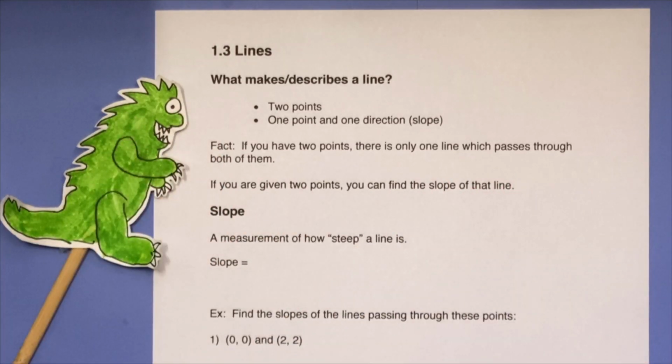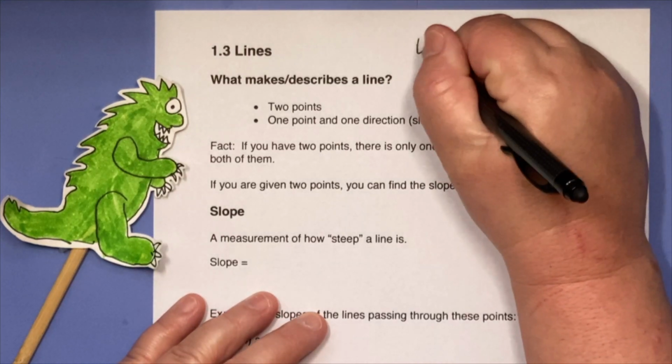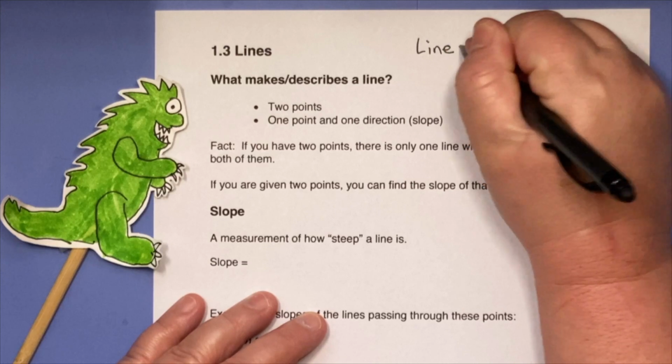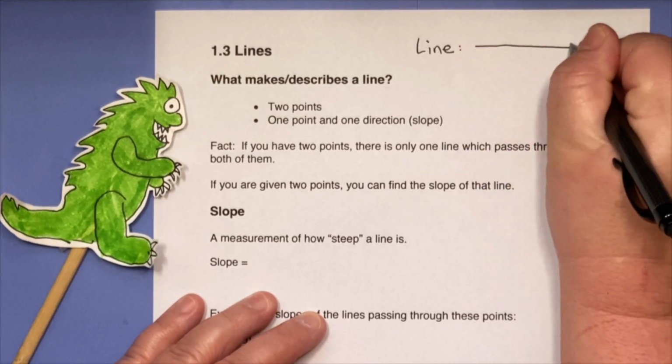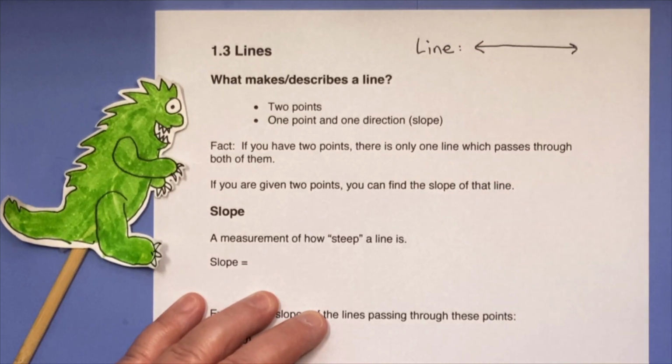Woohoo! Welcome back. Tonight we're going to be talking about lines. And to start with, we should talk about what a line is. When I say line, I mean one of these. Now this happens to be a horizontal line. There are vertical lines and diagonal lines and all sorts of different kinds of lines.